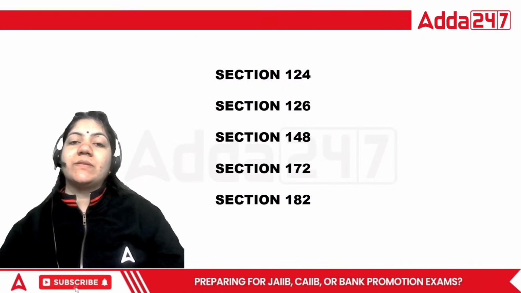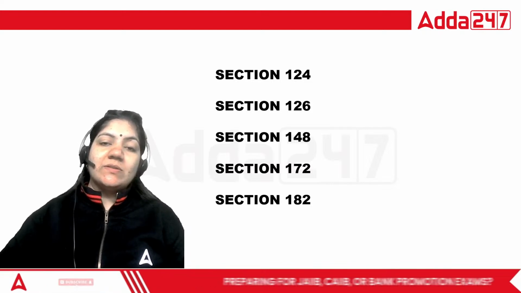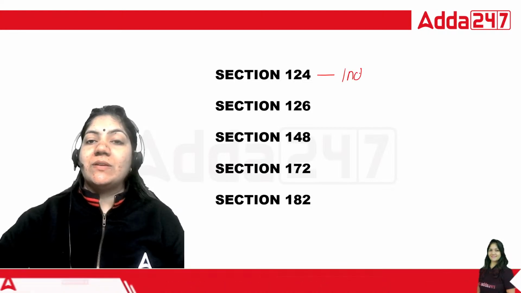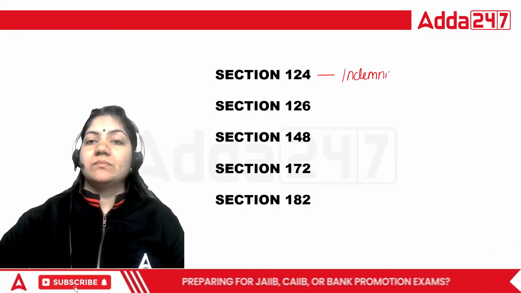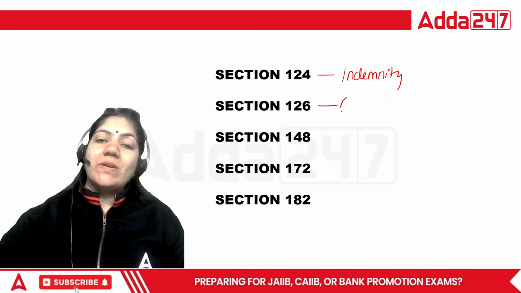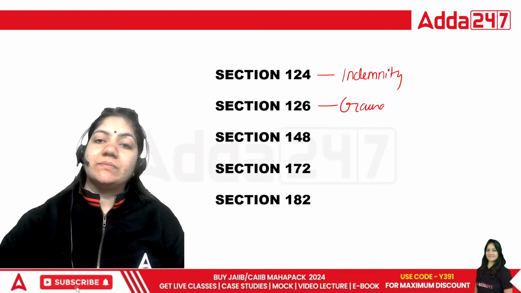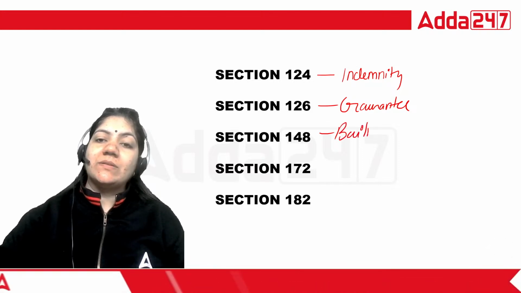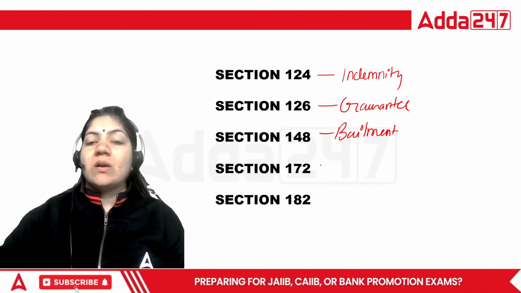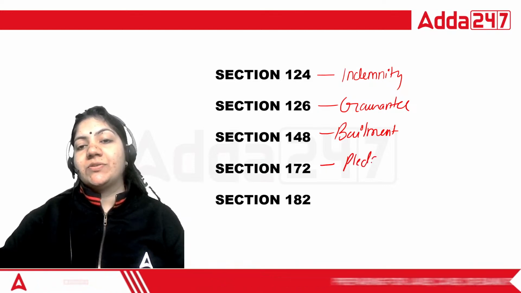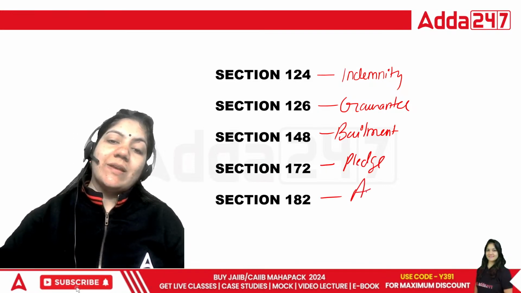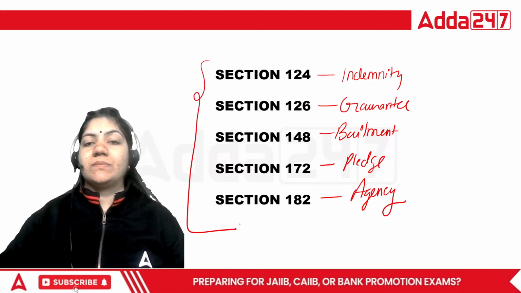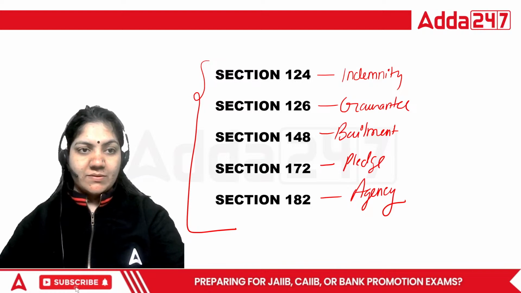So guys, that's all for today's class. Let's take a quick recap. Section 124 is indemnity. Section 126 is guarantee. Section 148 is bailment. Section 172 is pledge. Section 182 is agency. So this is the right answer.